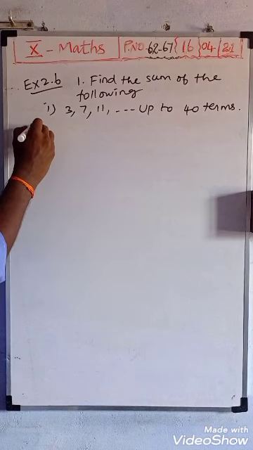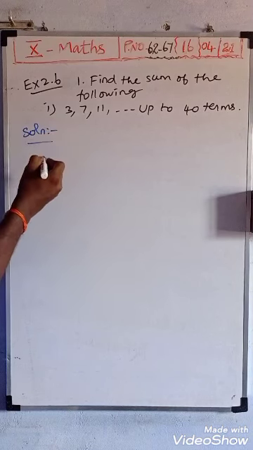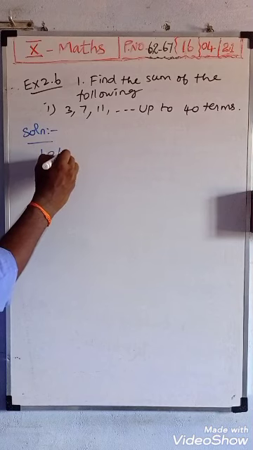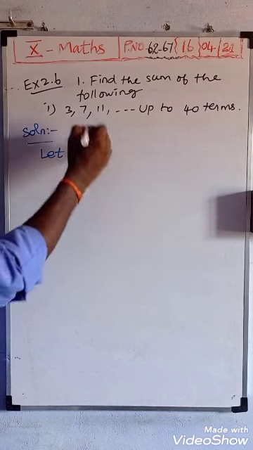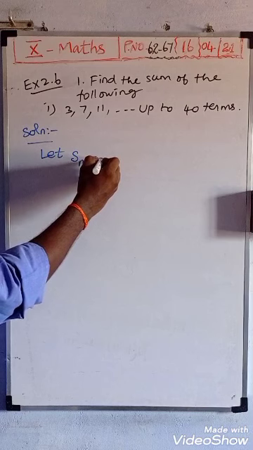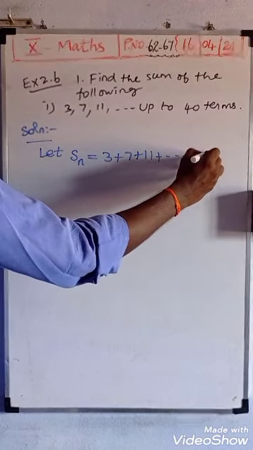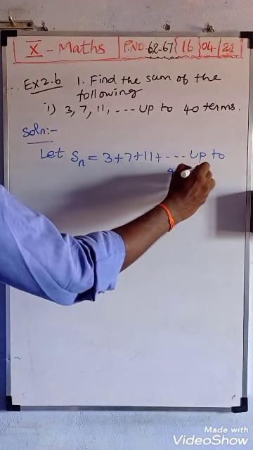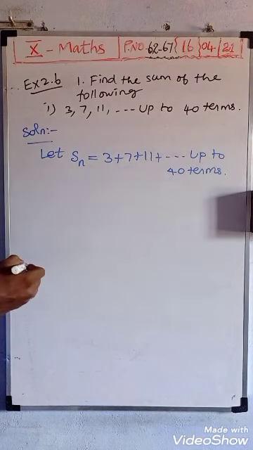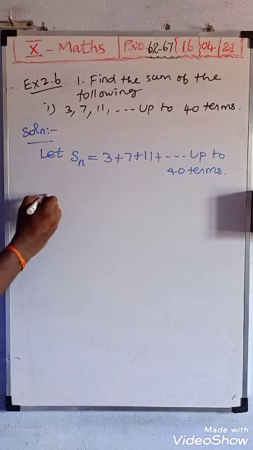See the solution first. Let Sn is equal to the sum of the sequence, that is, 3 plus 7 plus 11 plus up to 40 terms. So it is an AP, and we want to find the first term.